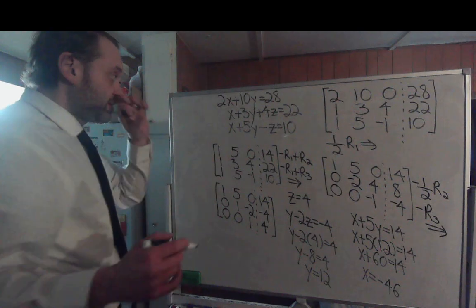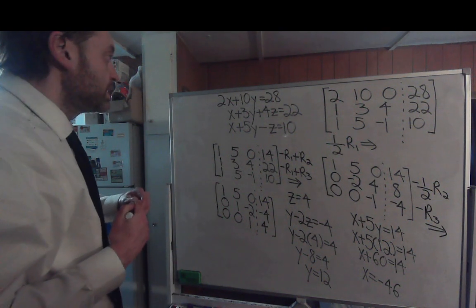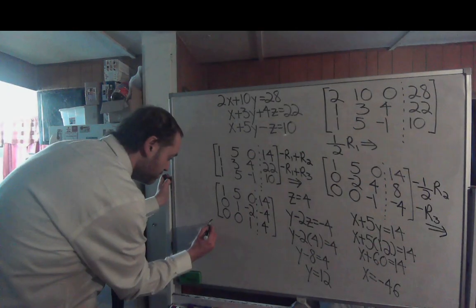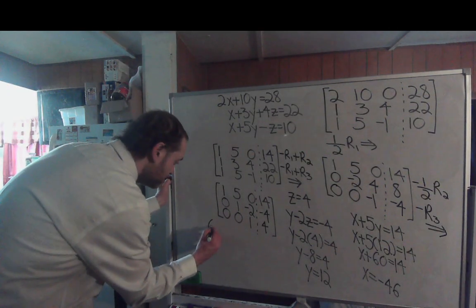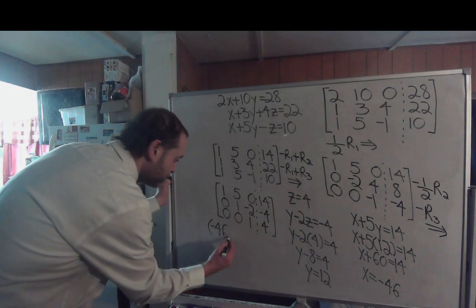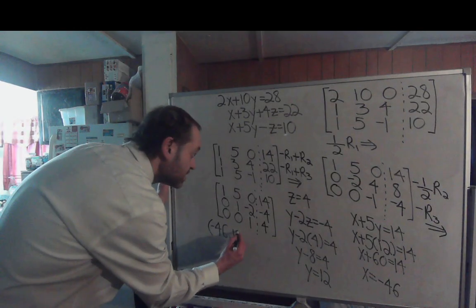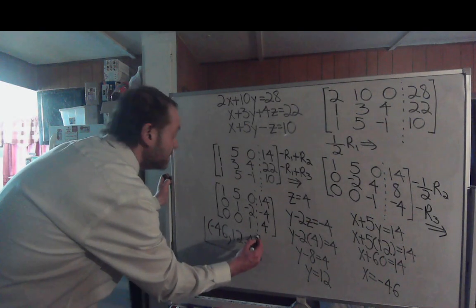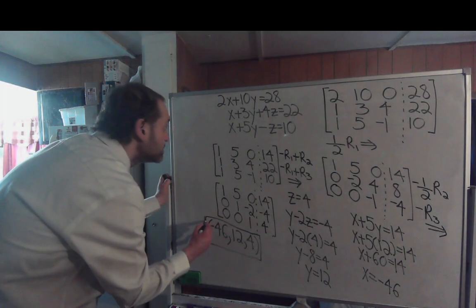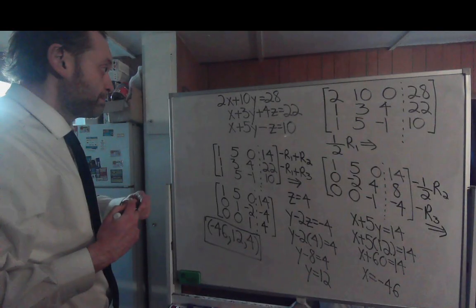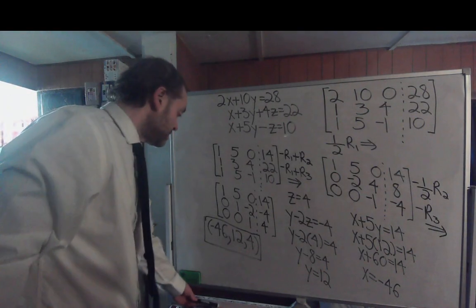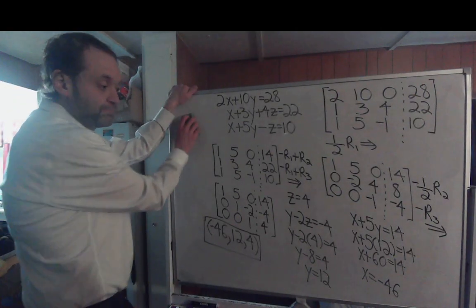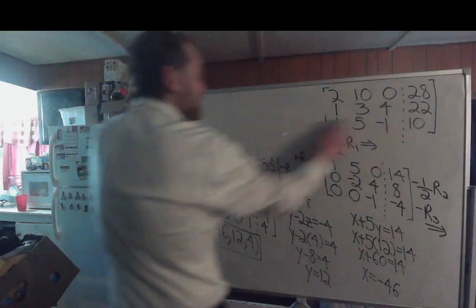So now we know all three values. So we'll put this into an ordered pair notation. You'll end up getting an ordered triple, rather. The ordered triple that's the solution is negative 46, 12, 4. So that would be the ordered triple that would become the solution. So negative 46, 12, and 4 is the ordered triple that's your solution. So yeah, you can get some wild numbers sometimes.